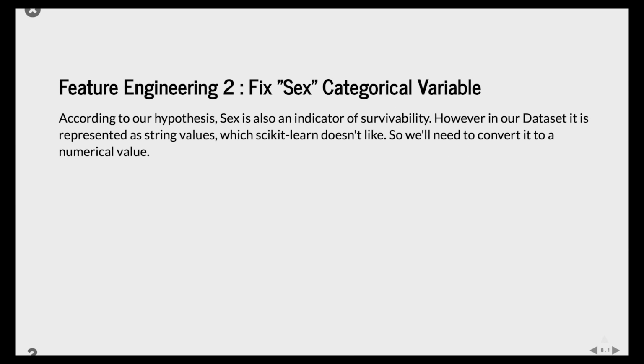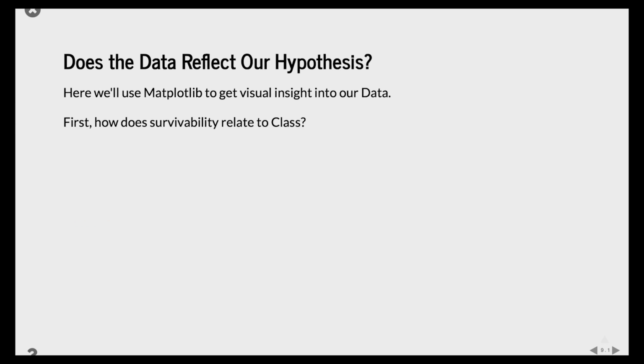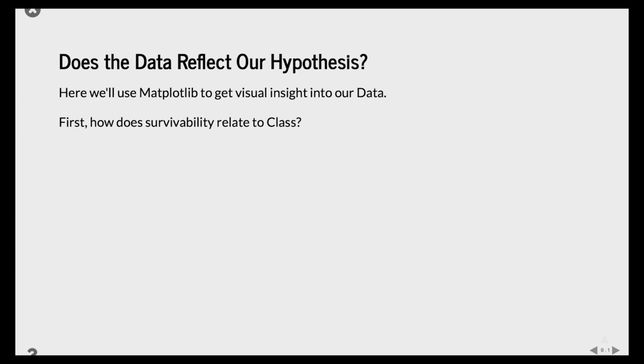So the next step is another bit of feature engineering. We're just going to clear up the categorical value. Today it's set to male or female, so we're going to convert it to a numerical value where male is 0 and female is 1. And now we're in a situation where we can actually start looking at our data. We can start getting explorative with our data. What is our data showing us? Does our data reflect our hypothesis?